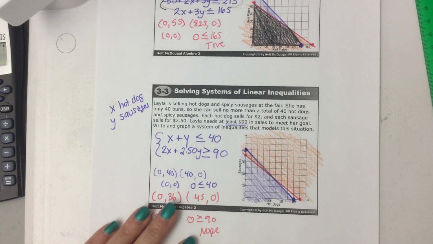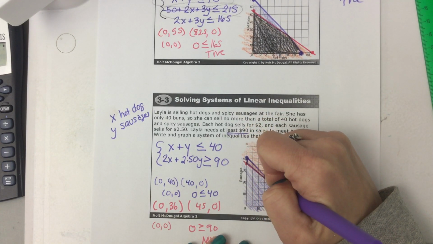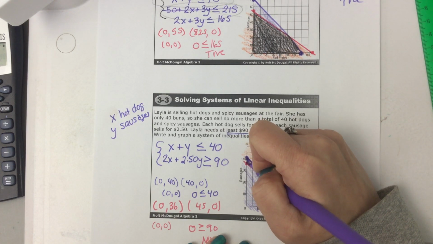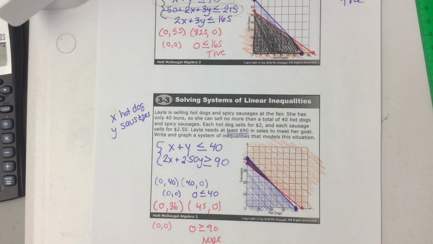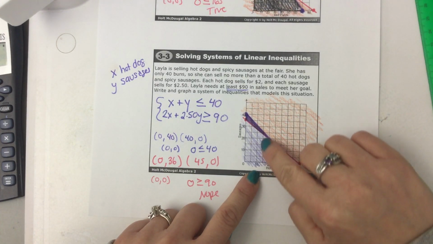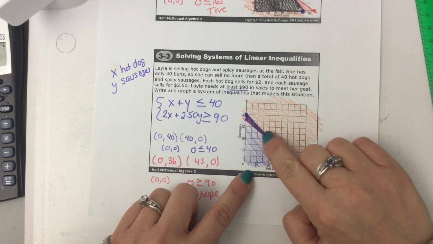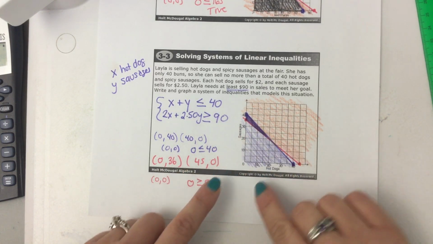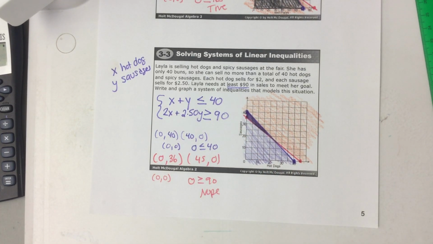She is at the fair, and in order for her to not run out of buns and make enough money, here are her slim options of what she needs to sell. This is the only little sliver on that graph where we ended up shading both ways. So she needs to sell like 10 hot dogs and 30 sausages, or she needs to sell 15 hot dogs and 25 sausages. Whatever's in this region, that's the only possible way that she's going to make enough money without running out of buns.